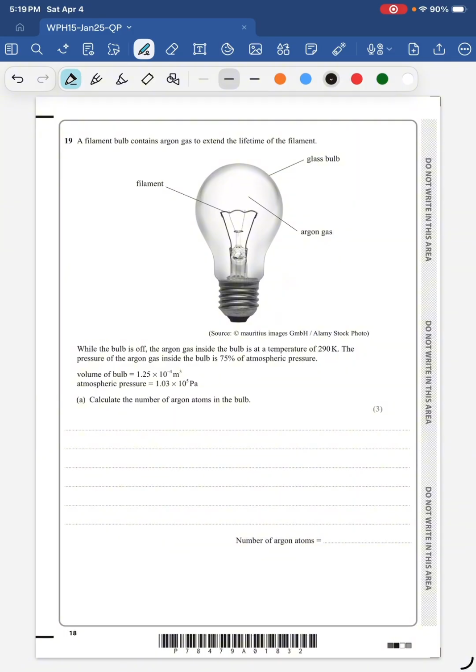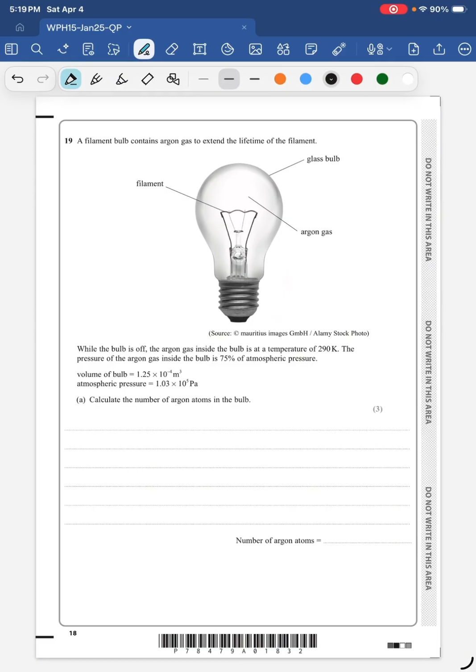Okay. Question 19. A filament bulb contains argon gas to extend the lifetime of the filament. While the bulb is off, the argon gas inside the bulb is at a temperature of 290 Kelvin. The pressure of the argon gas inside the bulb is 75% of atmospheric pressure. The volume of the bulb is 1.25 times 10 to the negative 4 cubic meters, and the atmospheric pressure is 1.03 times 10 to the 5 pascals. Calculate the number of argon atoms in the bulb.